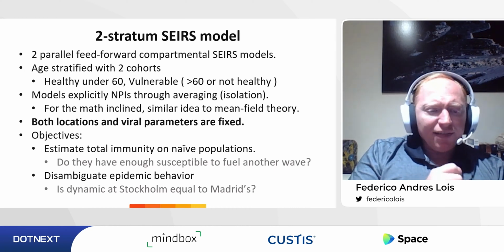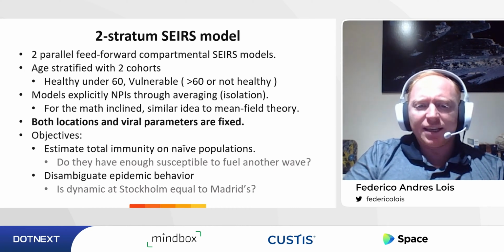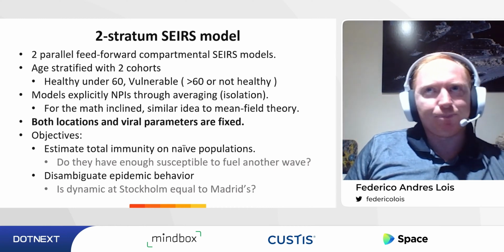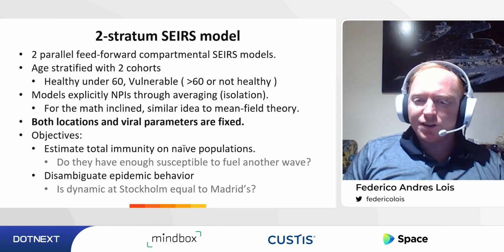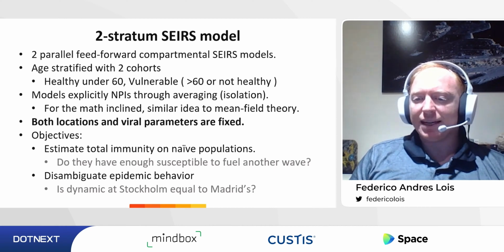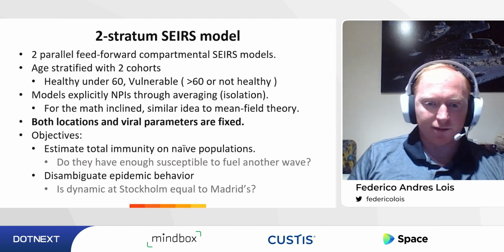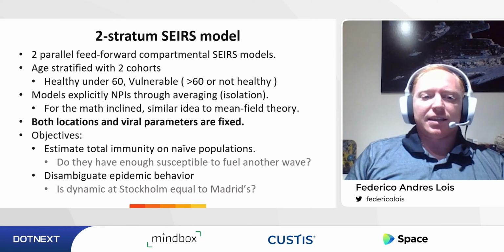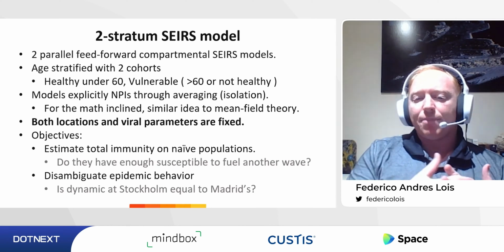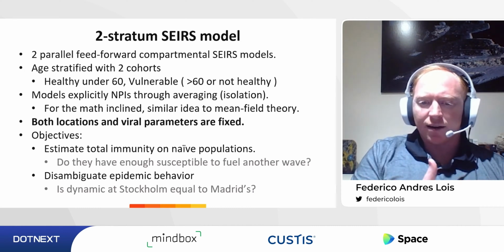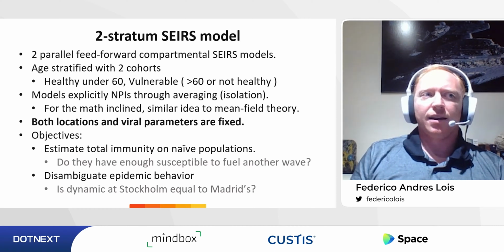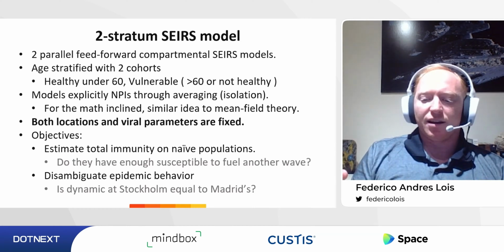So the objectives that we had: it was to estimate total immunity on naive populations. To put it in another way: do we have enough susceptible people to actually fuel another wave? To fuel a second or a third or fourth or whatever wave. And the other objective that we had, which was posterior later, is to disambiguate the epidemic behavior. Because we looked at Stockholm and we looked at Madrid, and you look at the series and they look alike, but they are nowhere near similar.